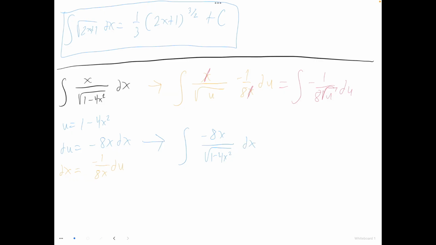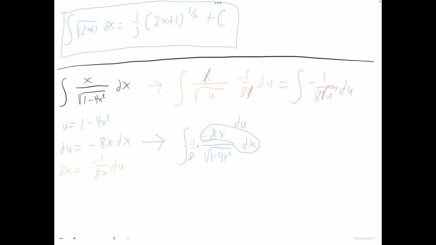Well, what do I have to multiply by? Because I multiplied by negative 8, I have to multiply by negative 1/8 as well to undo the multiplying by negative 8. And then I just have my du sitting here. And then I had to multiply by the negative 1/8 to make my du show up. And so either way, you end up with the same expression.